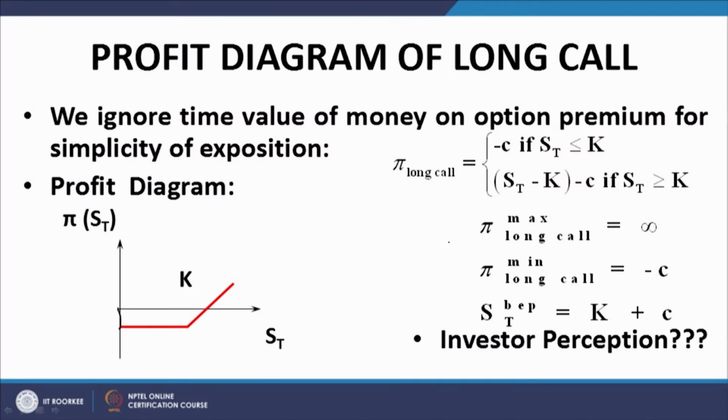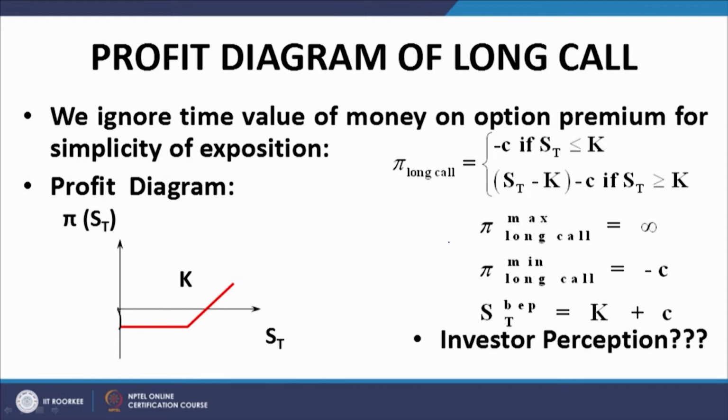So, let us now talk about the profit diagram of a long call. I just mentioned that if ST is greater than K, then the option would be in the money, and if ST is less than K, the option would be out of the money. Let us understand the rationale for this. What is the call option? The call option is the right to buy the underlying asset. We are talking about European options.